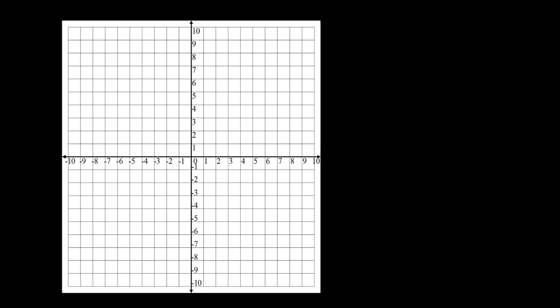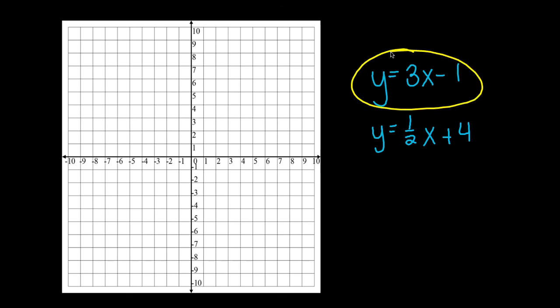One of them is going to say y equals 3x minus 1. And the second one is going to say y equals half of x plus, let's go with 4. Let's do that. And let's try to figure out what the solution to this system is. So let me ask you first, in your own words, how would you graph the yellow equation here? How would you graph that yellow equation? What steps would you take?